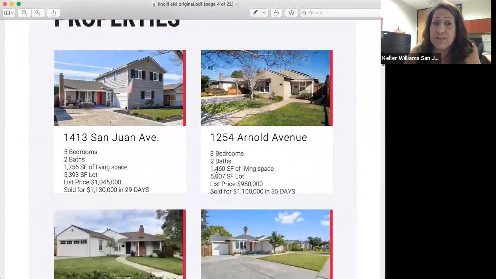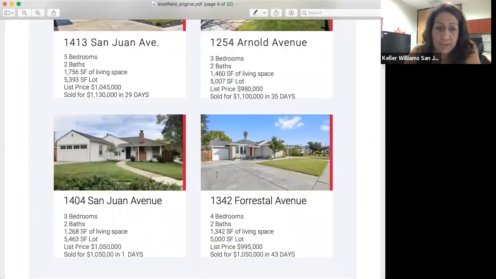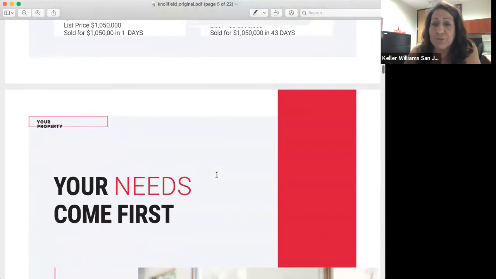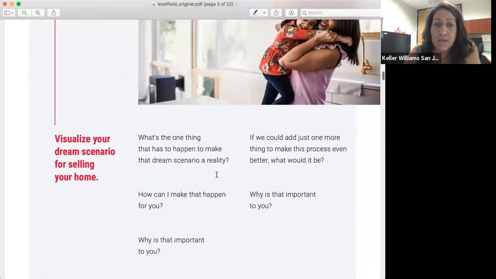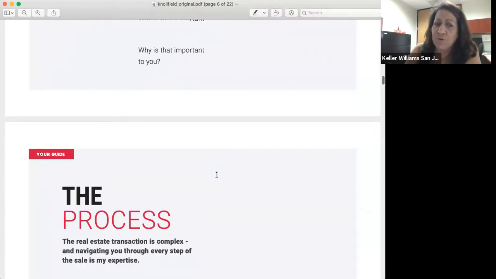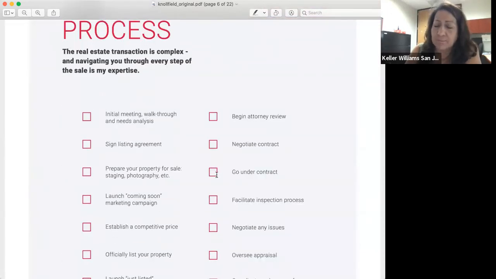So this was 2 weeks prior. And you notice they're all selling at about $1 million. So that's probably where that house would go. One sold for 1.2, so we put it at 1.2. And then this is where I get into the more generic, and you start going deeper dive. What's the one thing that could happen to make your dream? What's important to you? How can I help you get there? And so that's kind of like the homework part of the process, right?